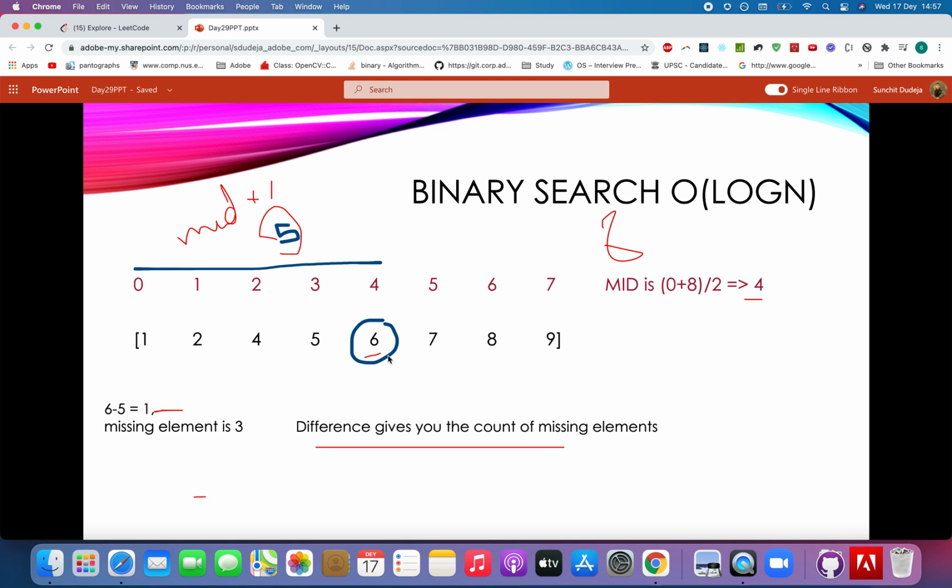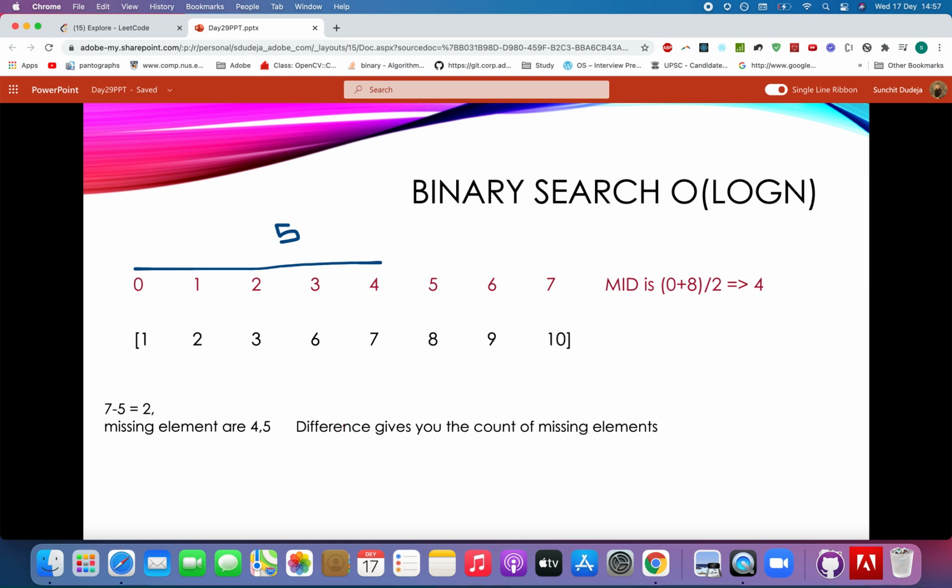Had it been the case, this element would have been 5 here. There would have been no element missing because repetition is not allowed and the elements are sorted. So the difference between these two values gives us the number of missing elements, and the missing element is 3 in this case. Hence this statement is correct.